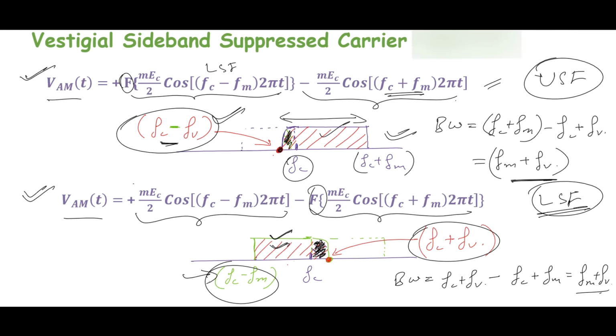So far we have discussed all the four AM generation techniques, or AM modulation techniques. Number one was the DSB-FC system, then we switched to DSB-SC, then SSB-SC and VSB-SC. In upcoming classes we'll be doing the power calculation for all these schemes.